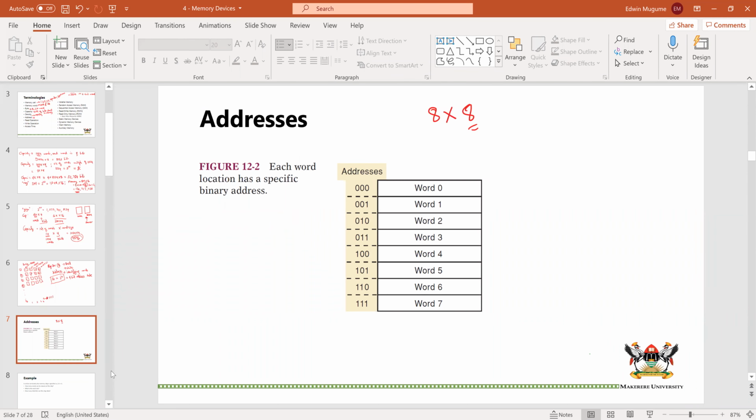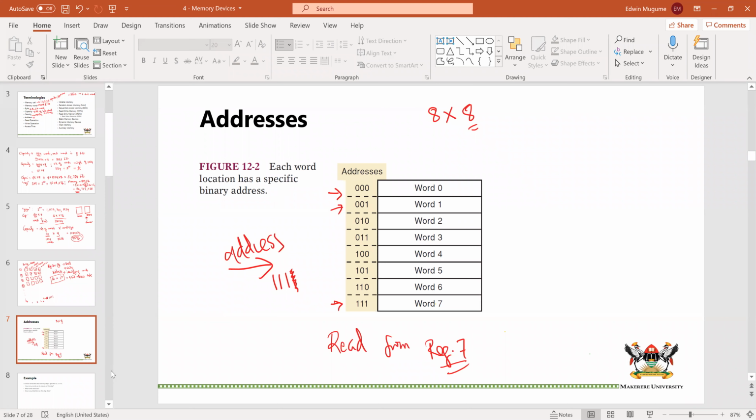However, we have our addresses. This address will identify word 0, that address will identify word 1, all the way to this address 111 identifying word 7. And so let's say, for instance, that I want to read, I will apply my address. I want to read from register 7, which is that last one. I will supply my address 111, sorry, 1111 is not there.